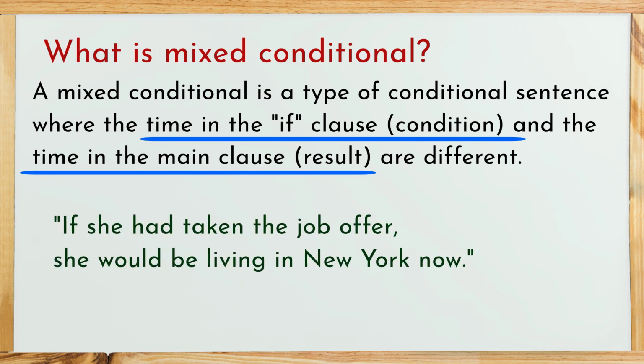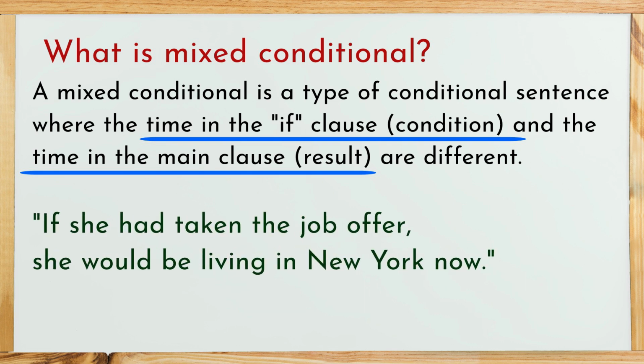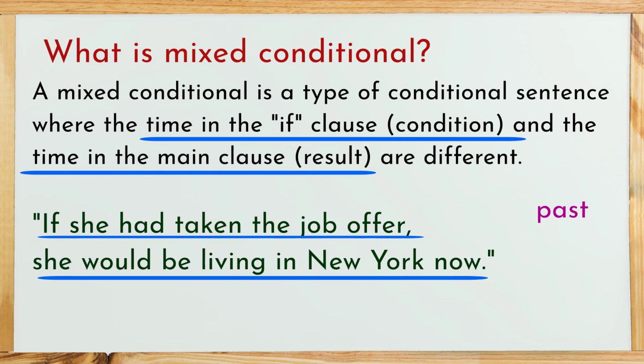For example, if she had taken the job offer, she would be living in New York now. You can see that first part of the sentence, if she had taken the job offer, belongs to past, while second part is the present result of that past condition. So, we mix different times, past and present, to show how one affects the other.